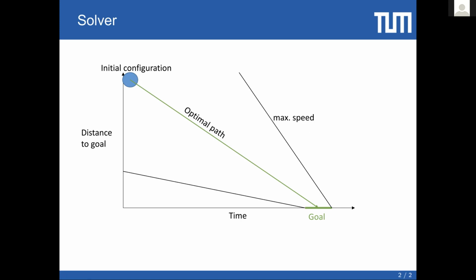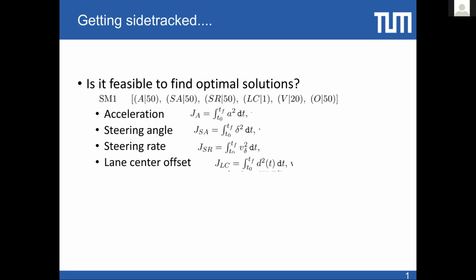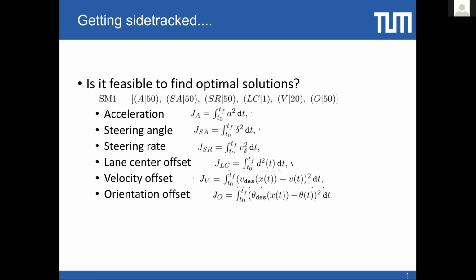Yeah, and that's actually all there is to this part of the algorithm. I also got sidetracked by optimizing for this SM1 cost though. So after the first part of the algorithm, I started thinking, like Michael did, about finding good solutions instead of just any solution. So I took a look at the cost function, and it's composed of a series of integrals that you can take a look at here.